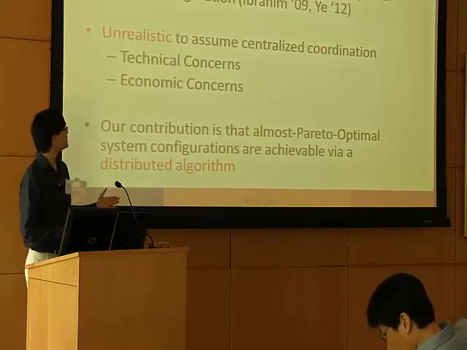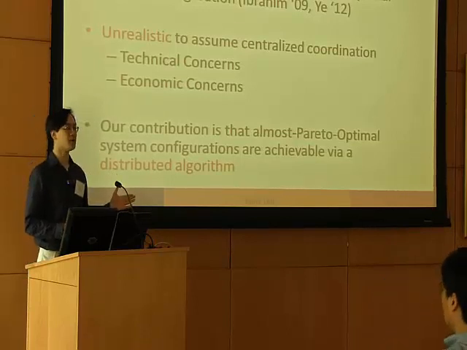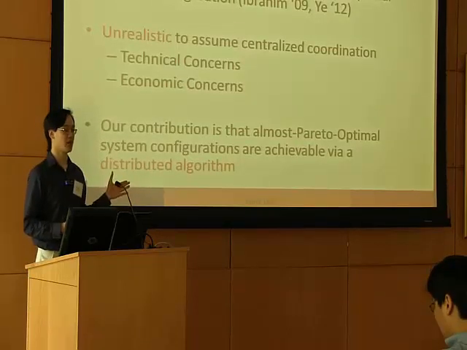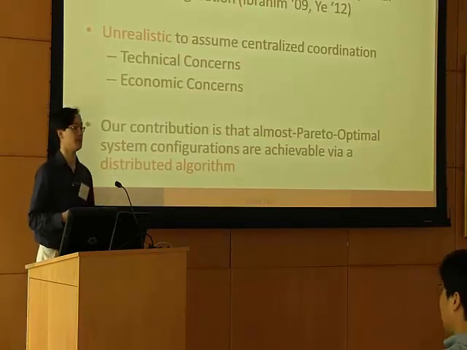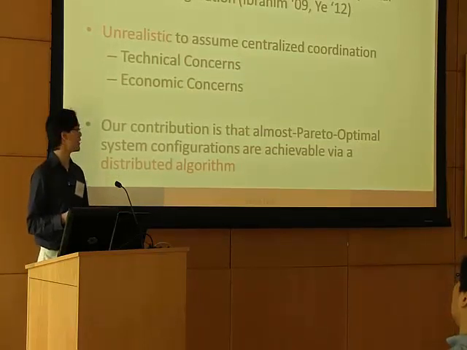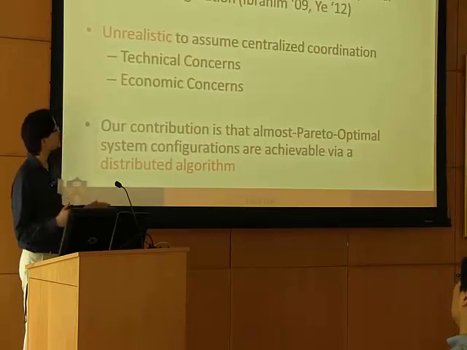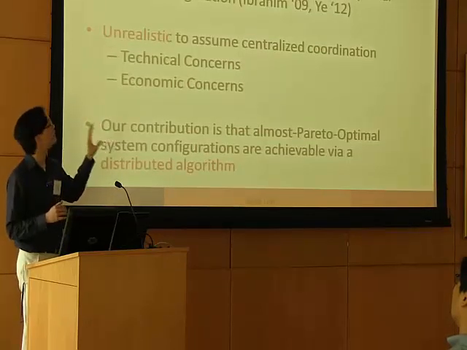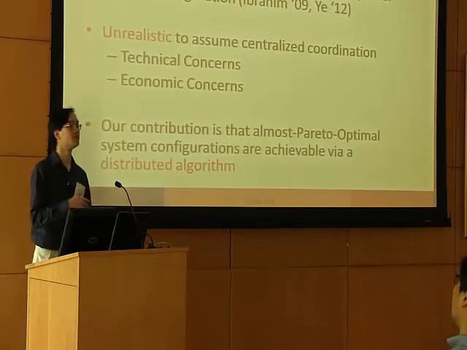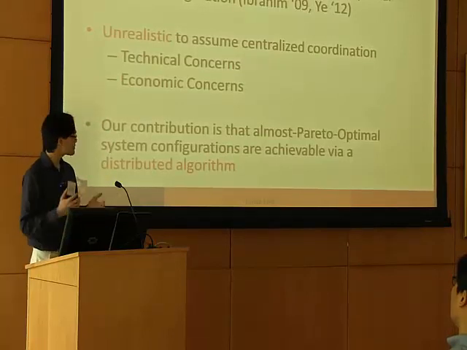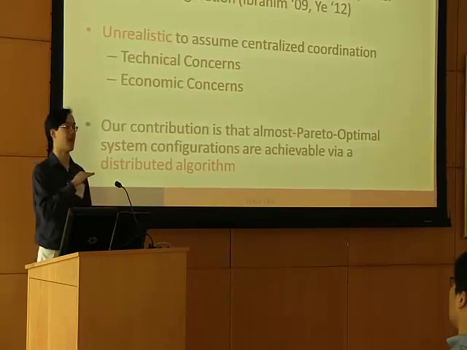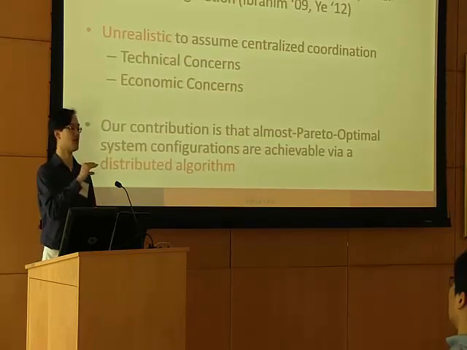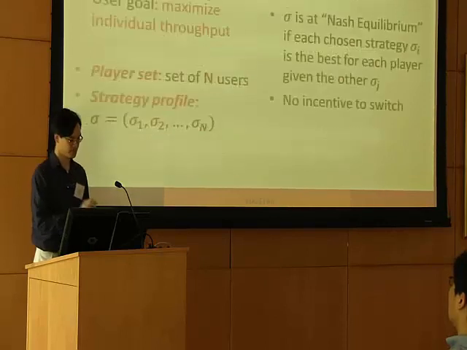So our contribution is basically saying, instead of aiming for an unrealistic centralized coordination scheme, let's aim for a more realistic distributed algorithm that can be implemented in today's modern wireless networks. Although we won't achieve the nice Pareto optimal property of centralized coordination, what we'll be able to show later on in this presentation is that we can achieve almost Pareto optimal solutions, and we can bound this gap, this difference between centralized and fully distributed.